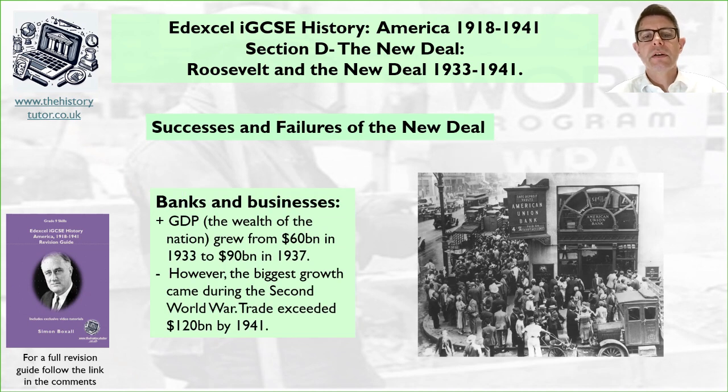Well, banks and businesses. Well, GDP, the wealth of the nation, grew from 60 billion in 1933 to 90 billion by 1937. Clearly, the economy is growing. However, the biggest growth came during the Second World War. Trade exceeded $120 billion by 1941.